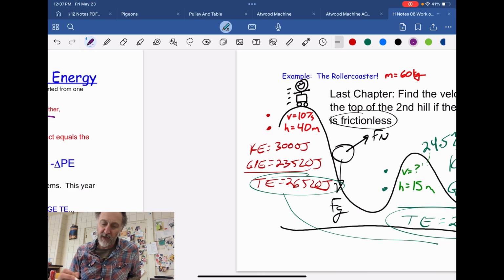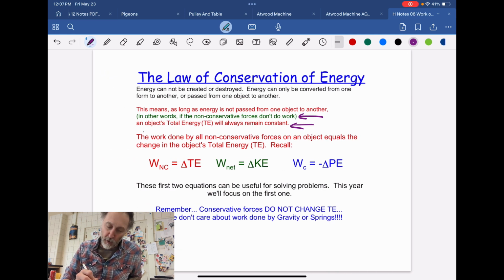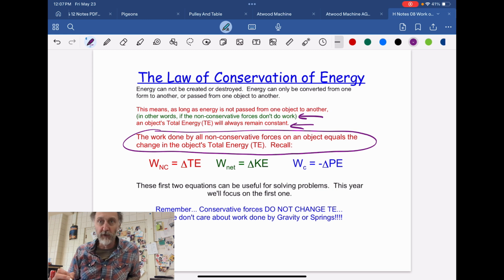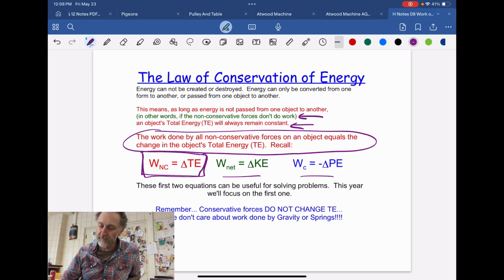And so what happens then is this. It turns out that the work done by all the non-conservative forces on an object equals the change in total energy. This guy, okay? And so this buys us a lot in terms of problem solving, all right? And there are actually 3 work energy theorems. This is one of them. These other 2, if you take AP, we'll talk about those more, okay? But I'm not going to worry about them this year. All right, so the work done by non-conservative forces is the change in total energy. And so that buys us some stuff in terms of problem solving.